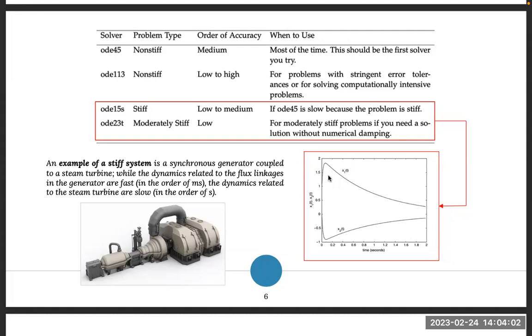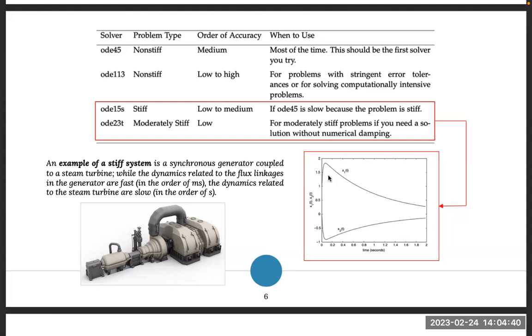So an example of a stiff system is a synchronous generator coupled with a steam turbine. So the dynamics related to the generator are going to be related to the flux linkages. You haven't studied the generator model yet, right? I think that's the next chapter. So you're going to have very fast dynamics related to the flux linkages between the windings of the generator. And those dynamics are going to be electrical dynamics. So they're going to be very fast, in the order of milliseconds.